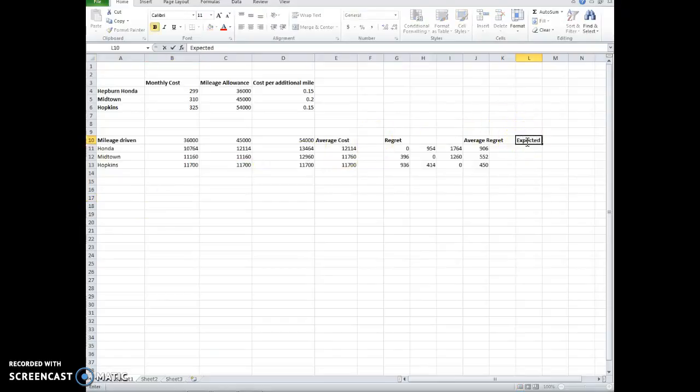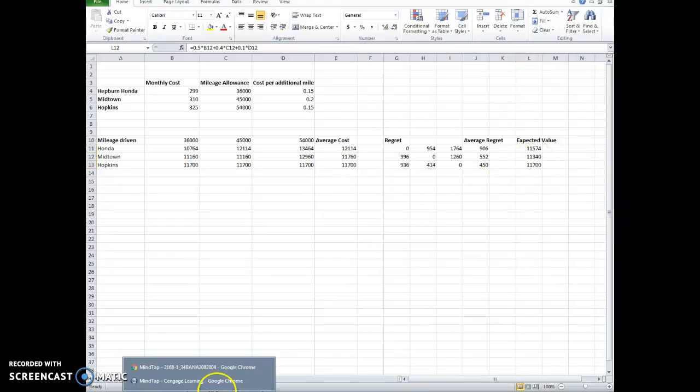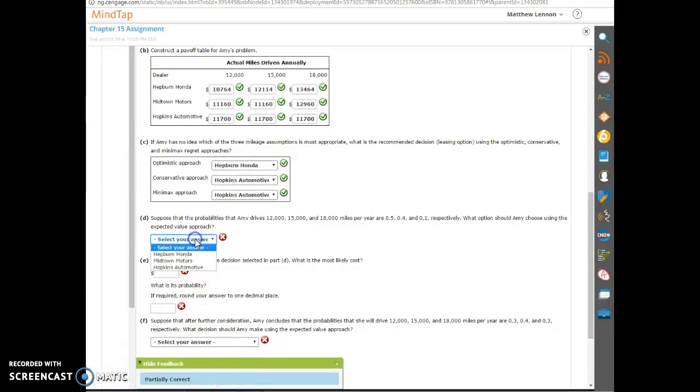Expected value. And we have the weight. So we have 0.5 times the possibility that she'll drive the 36,000 miles plus 0.4 times the probability that she'll drive the cost of 45,000, and then plus 0.1 times the cost of the 54,000. Right, it's the weighted mean, and then we'll fill that down for the other two. So we see the expected value approach is the best for Midtown. So this one should be Midtown.